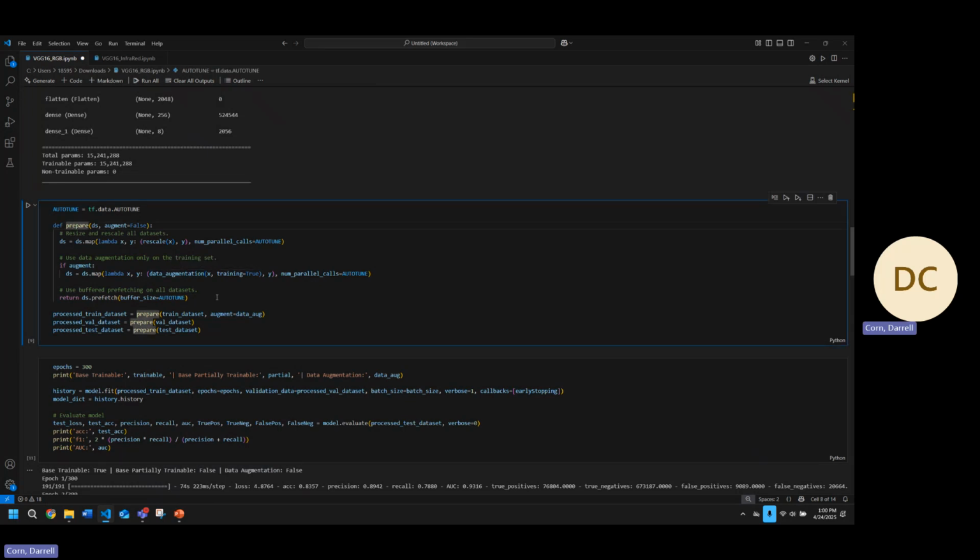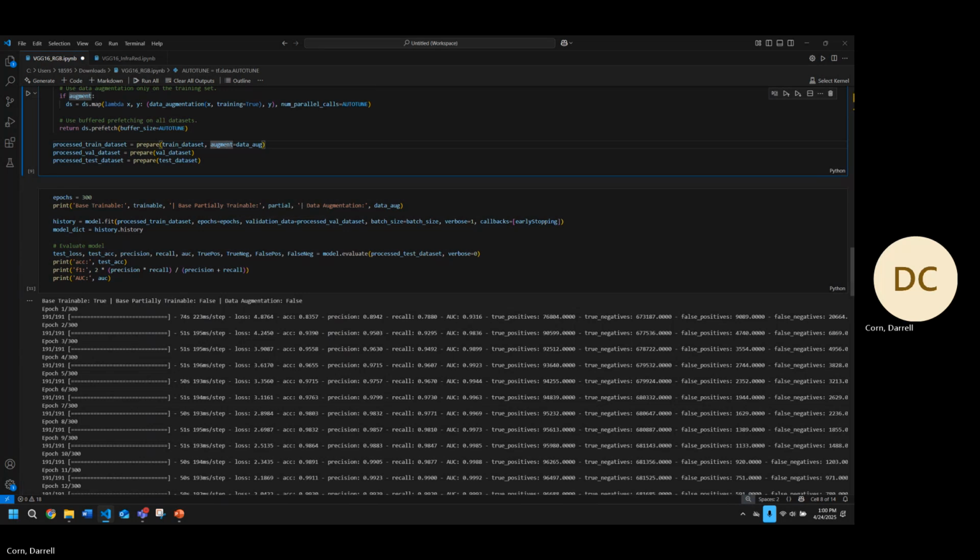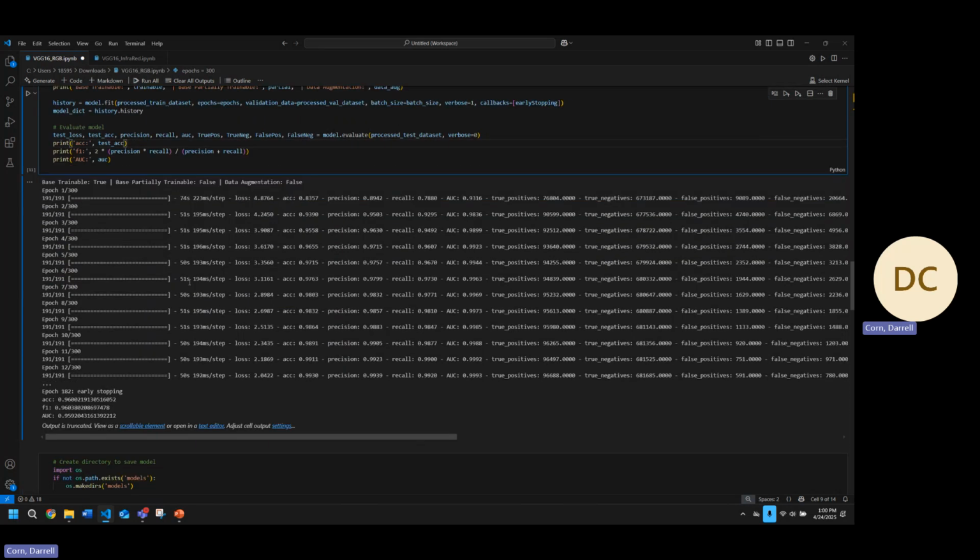Here we are actually pre-processing our data. So we pre-process the train, validation, and test data sets, where it is rescaling our data and it's augmenting the training data if we prefer. Okay, then we fit our data and we evaluate our model right here.